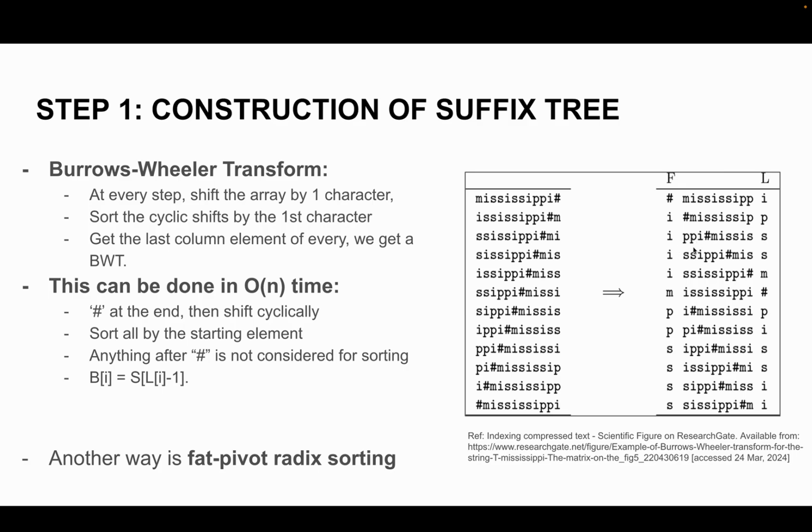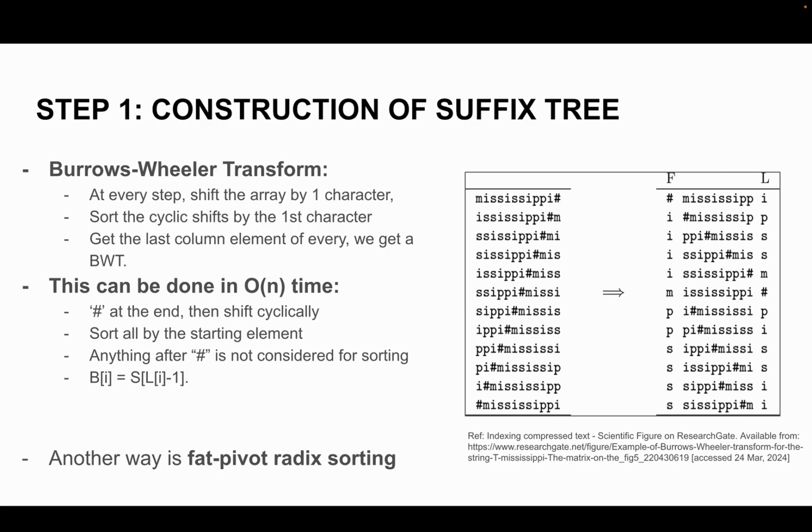So IPPI would come before ISSIPI, and then again length also matters here. So ISSS... Mississippi comes at the absolute end. Then again, all the permutations are seen here. So this suffix tree formation can be done in O of n time.